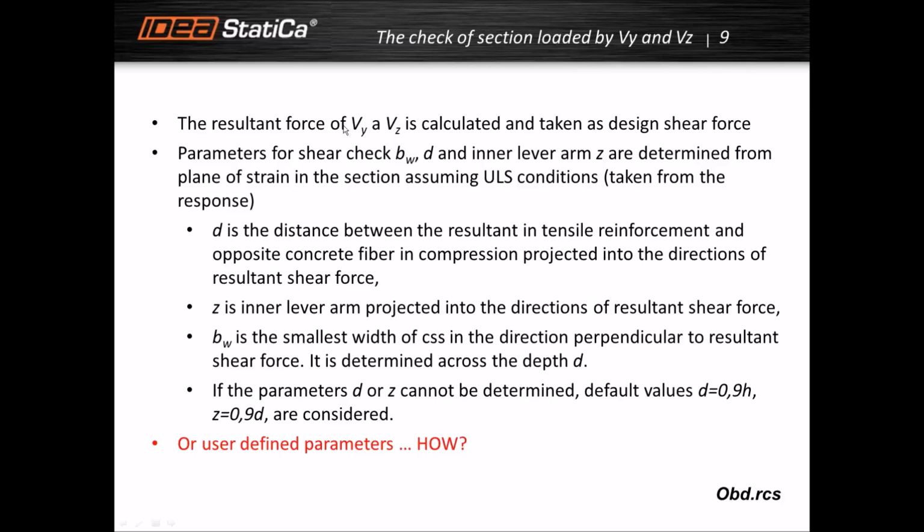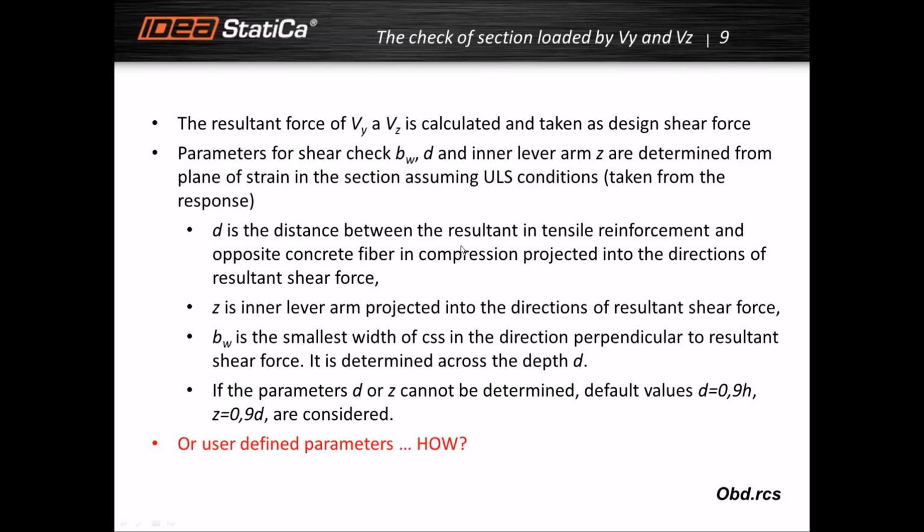First of all, we design it for the resultant force. When we have components Vy and Vz, we calculate the resultant force, and this is taken as the design shear force. All the parameters for shear check, like BW, D, and inner lever arm Z, are determined from the plane of strain in the sections assuming ULS conditions. So we calculate it in our response in the RCS program, and we make the following projections.